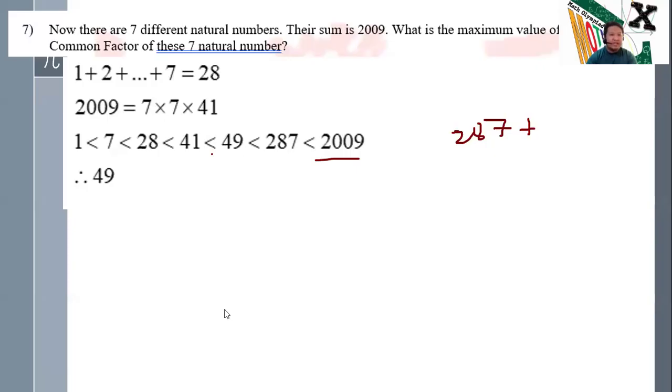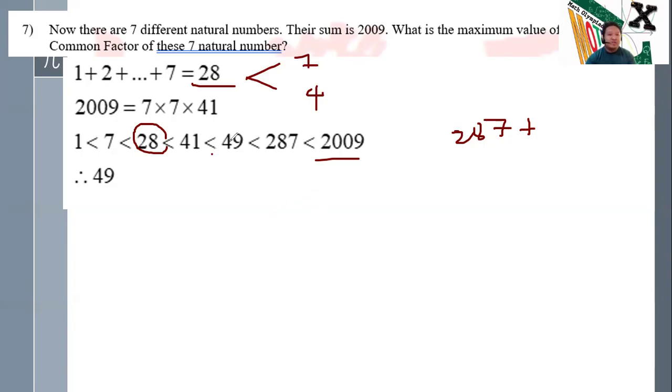No, the 28 here is the sum of 1 to 7. So 28 is in between them. If we use numbers from 1 to 7, that will become 28. So as you can see, if we use 287, that will be quite a big number to add up. If we divide 2009 by, because 28 is a multiple of 7 times 4, we can just multiply them by 7 and try to create those numbers that will have 49.